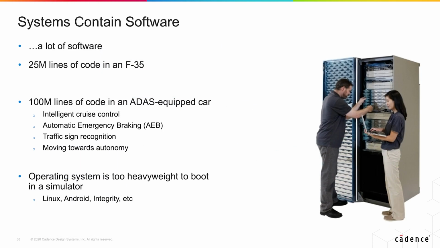Systems contain software. I mentioned that. Those were the pink blocks on that big bar diagram. And they contain a lot of software. There's 25 million lines of code on an F-35 jet fighter. There's 100 million lines of code in an ADAS-equipped car with things like automatic emergency braking and recognizing traffic signs and so on. And our simulators are just too slow to bring up the system to even boot the operating system.